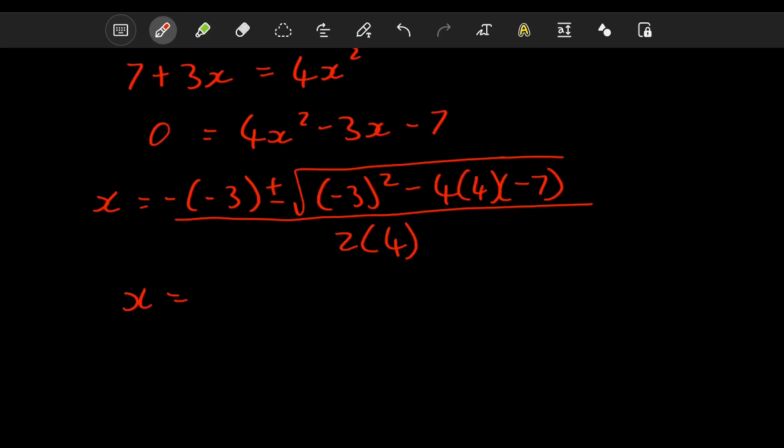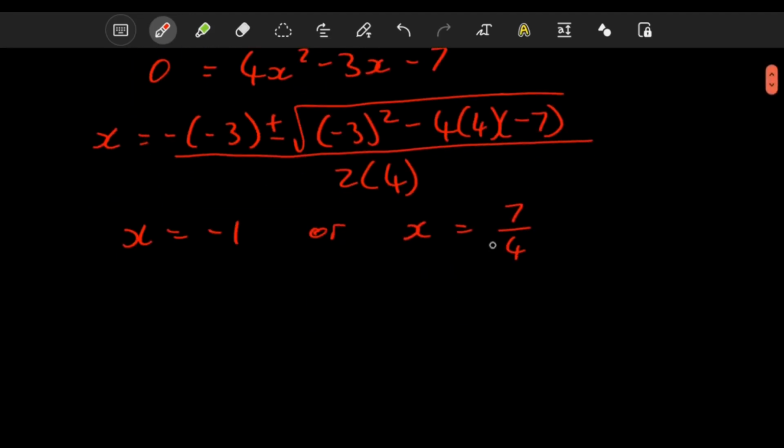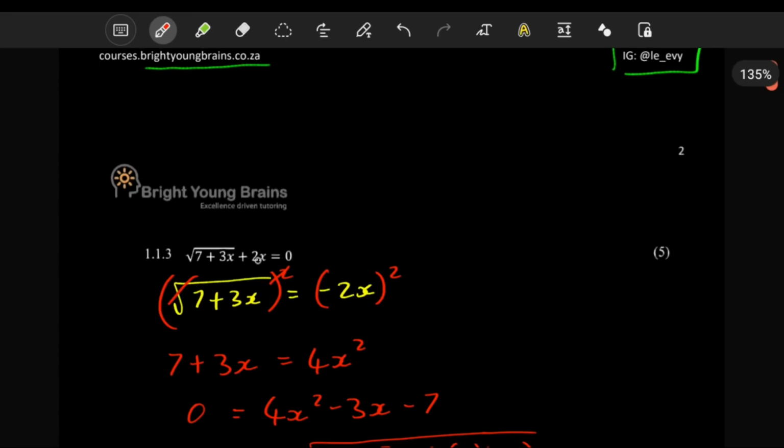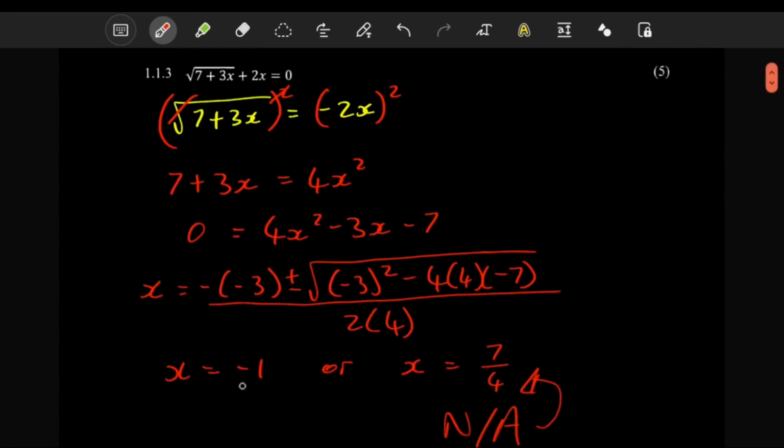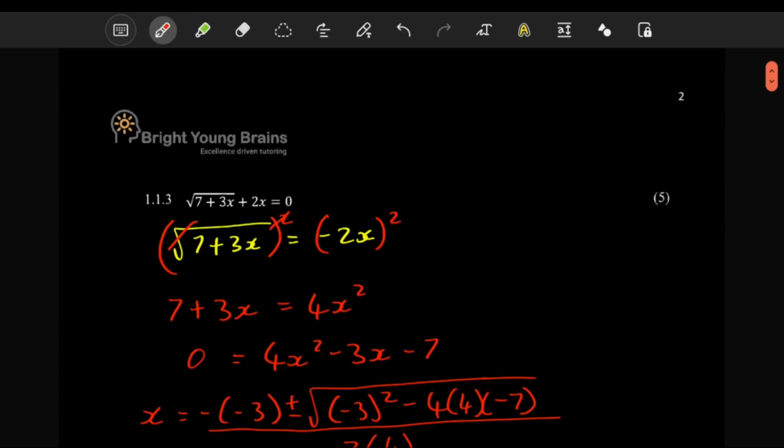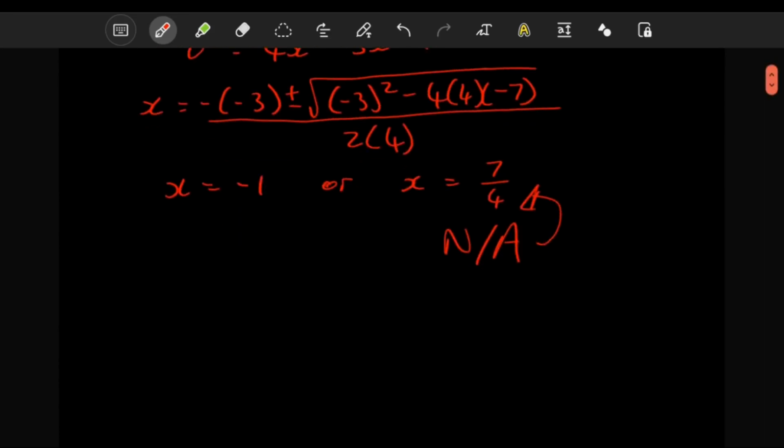In the calculator, we are getting x is equal to -1 or x is equal to 7/4. So nothing crazy here, nothing major. But the only issue is that the 7/4 is not applicable. The reason why is that if you put 7/4 in your expression here, the two sides don't balance. Only if you put in -1 do your two sides balance. You can even test it out.